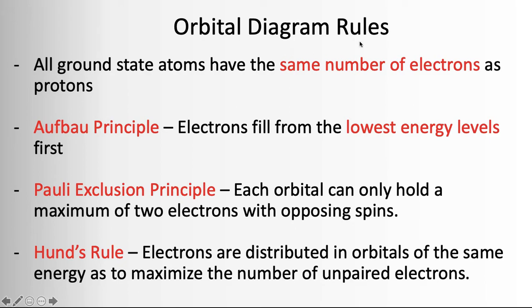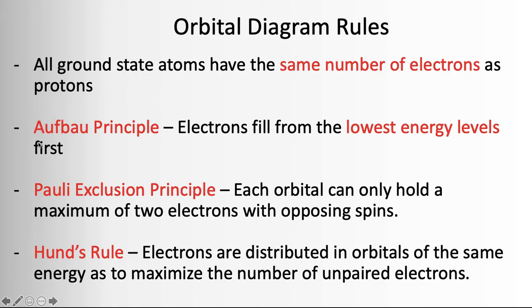To write orbital diagrams, or how we fill those orbitals for specific atoms, we have to follow all of these rules. First of all, the first assumption that we make is that all ground state atoms will have the same number of electrons as they do protons. This is nothing new. We're familiar with this because we've worked problems on this. We know that if an atom is neutral, it means that the positive charge has to equal the negative charge.